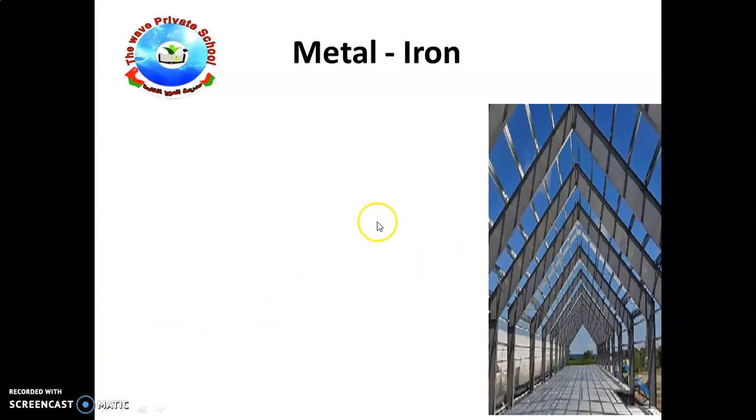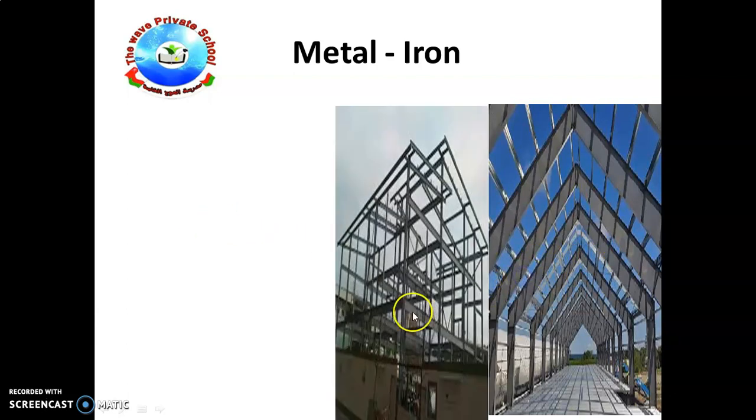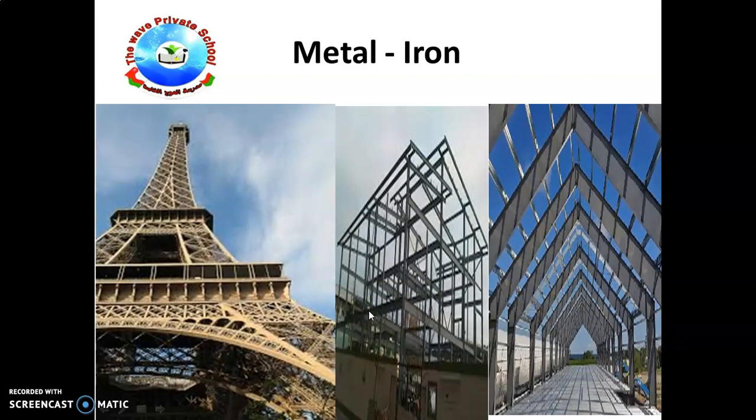For example, we are taking the metal iron. So you can see the picture here. We are using the metals for building materials and also for vessels, everything like that. So here you can see the building materials and also the towers in the pictures. Not only these, we are using it for household items also.